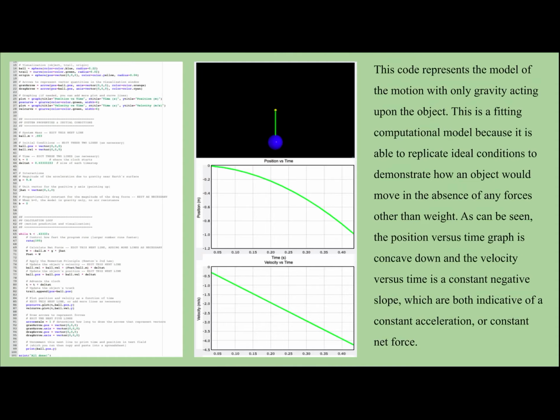But this is the computational model with just gravity acting upon the object, and it's a fitting computational model because it's able to replicate ideal conditions and how the object would move if there were no force except for weight acting upon the object. And as we can see, the position versus time graph is concave down and the velocity versus time graph has a constant negative slope. So both of these indicate a constant acceleration, or constant net force, in the downward direction.